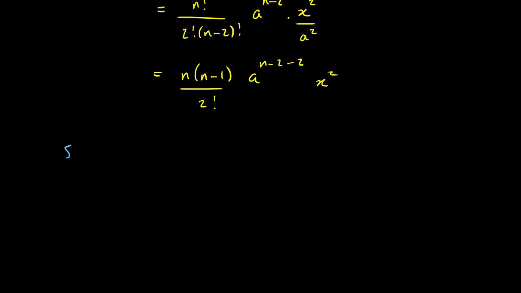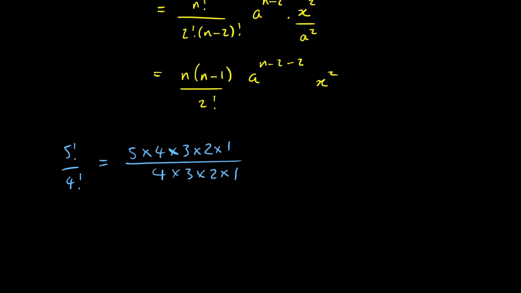If I've got 5 factorial and I divide it by 4 factorial, then what do I have? Well, 5 factorial is 5 times by 4 times by 3 times by 2 times by 1. 4 factorial is 4 times by 3 times by 2 times by 1. And so if I was to cancel off everything, the 4s cancel off, 3s cancel off, 2s cancel off, 1 cancels off, I'm left with 5. So 5 factorial over 4 factorial is just 5. In the same way, if I was to do 10 factorial over 9 factorial, I would get just 10.